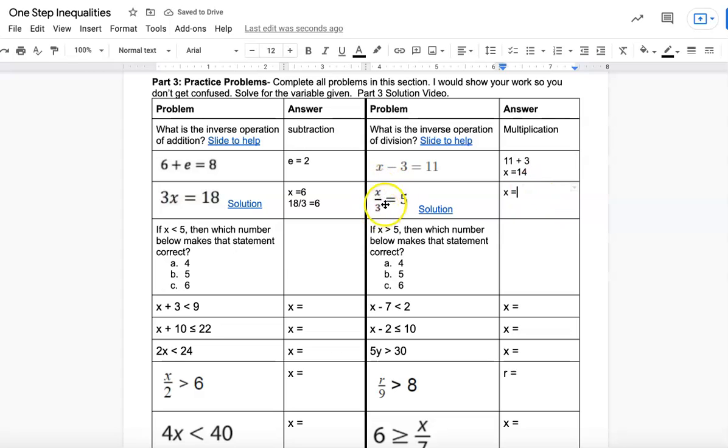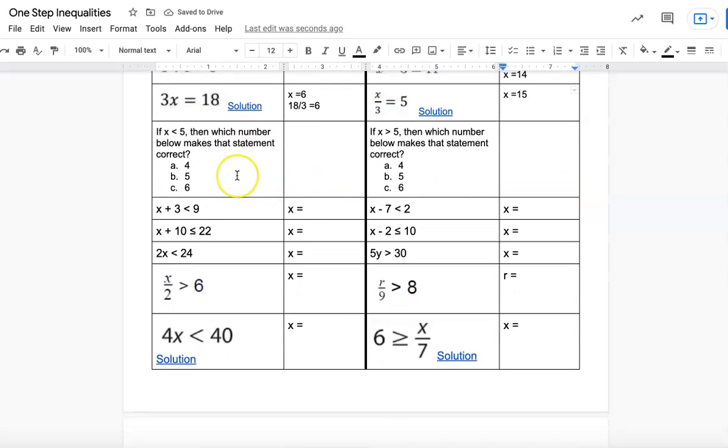And then x divided by 3 equals 15. So remember the trick when you have a fraction on one side, you can just multiply 3 times 5, which is 15. These next ones are the inequalities.